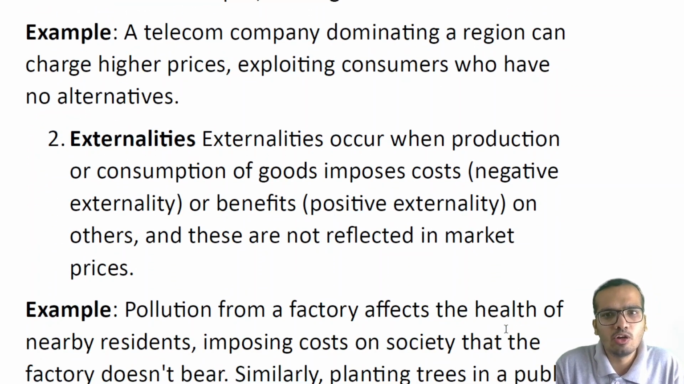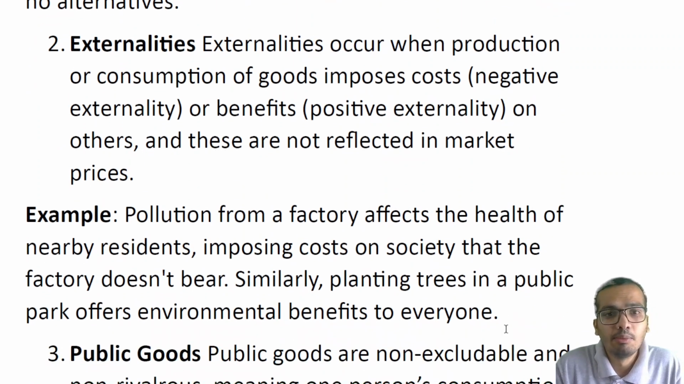Externalities occur when production or consumption of goods imposes costs, that's negative externality, or benefits, positive externality, on others, and these are not reflected in market prices. An example could be pollution from a factory that affects the health of nearby residents, imposing cost on society that the factory doesn't bear. Similarly, planting trees in a public park offers environmental benefit to everyone.